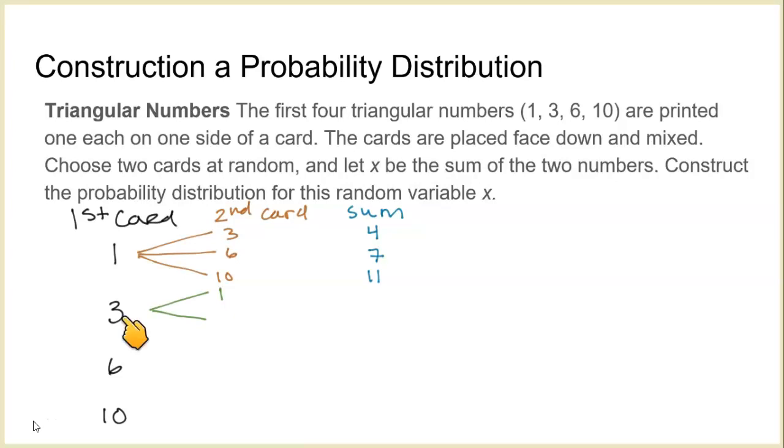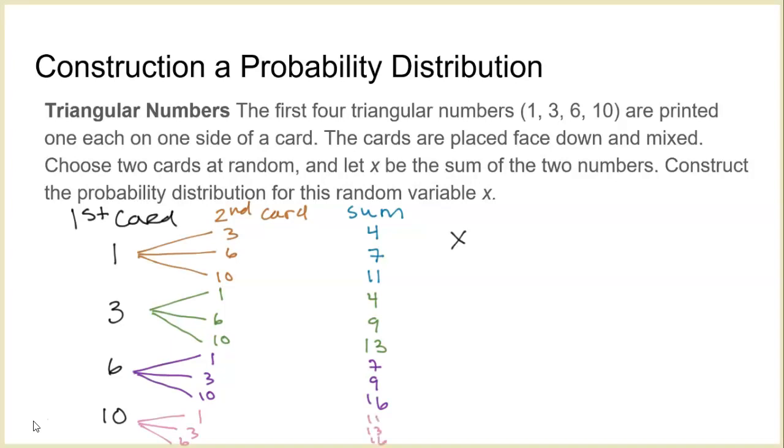So then if I choose a 3 first, then my outcomes would be 1, 6, and 10. And so the sum would be 4, 9, and 13. Right? If I do 3 plus 1 is 4, 3 plus 6 is 9, 3 plus 10 is 13. And I keep this process going until I have all the possible outcomes, which is the sum of the two numbers on the cards that I chose, because that's what X represents, the sum. So this would be my sample space, which is the number of outcomes. So I keep that process going, and these 12 values represent my sample space.